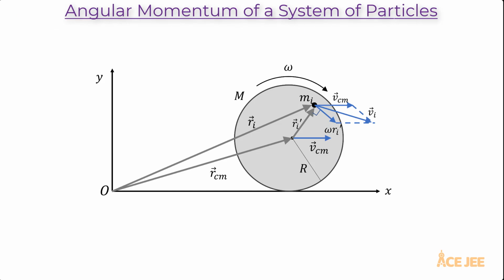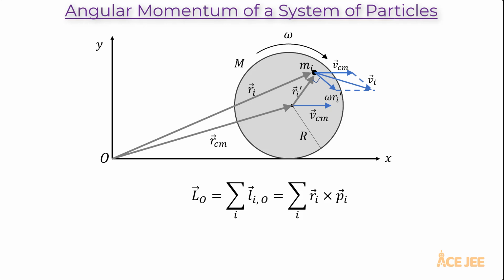Let's begin with the definition of angular momentum of a system of particles about a point, say O. Well, angular momentum of a system of particles about a point is defined as the sum of Ri cross Pi, where Ri is the position vector of the ith particle from the given point O and Pi is its linear momentum.